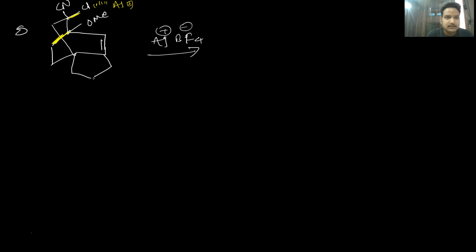So why does it generally happen? Because this is the anti-bonding orbital, the sigma star CCl bond, and this is the bonding orbital of this bond. If they are anti-periplanar, a better interaction will take place, and this bond can easily migrate. Okay, so this is the main reason.